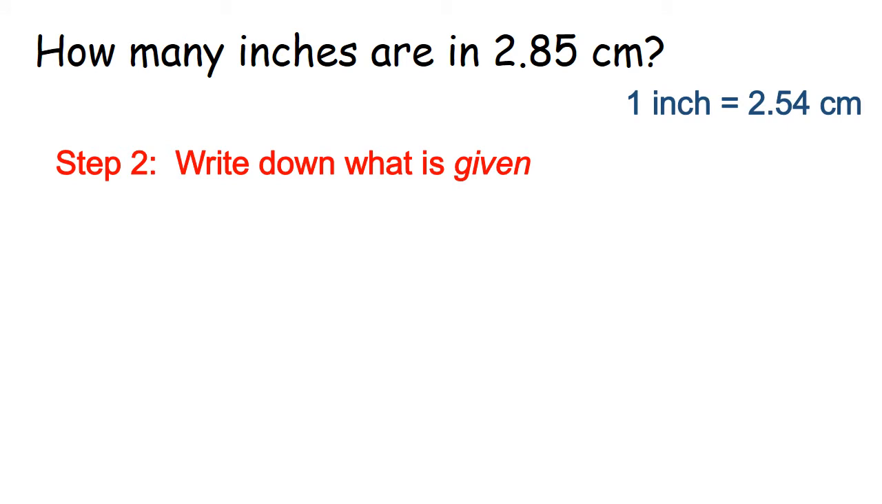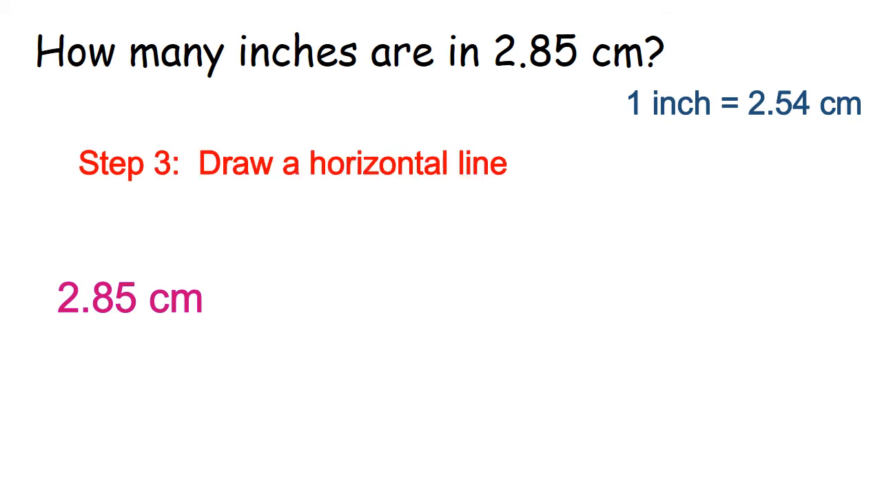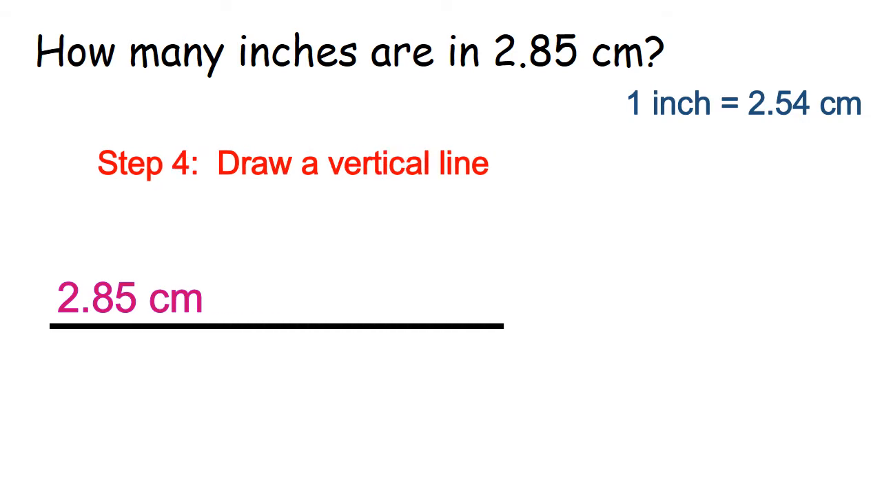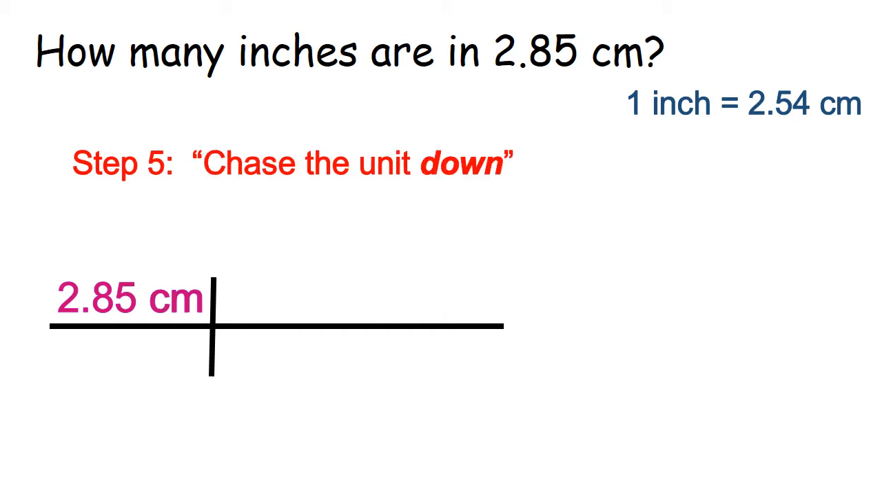Now that you have found your conversion statement, or rather your equivalent statement, you now need to write down what is given to you in the problem. And in this problem, we have 2.85 centimeters. That's where we start. Then we're going to draw a horizontal line. Now draw a vertical line. A lot of students call this the T-chart thing. It's simply just dimensional analysis. And I'll show you what all these lines and stuff mean.